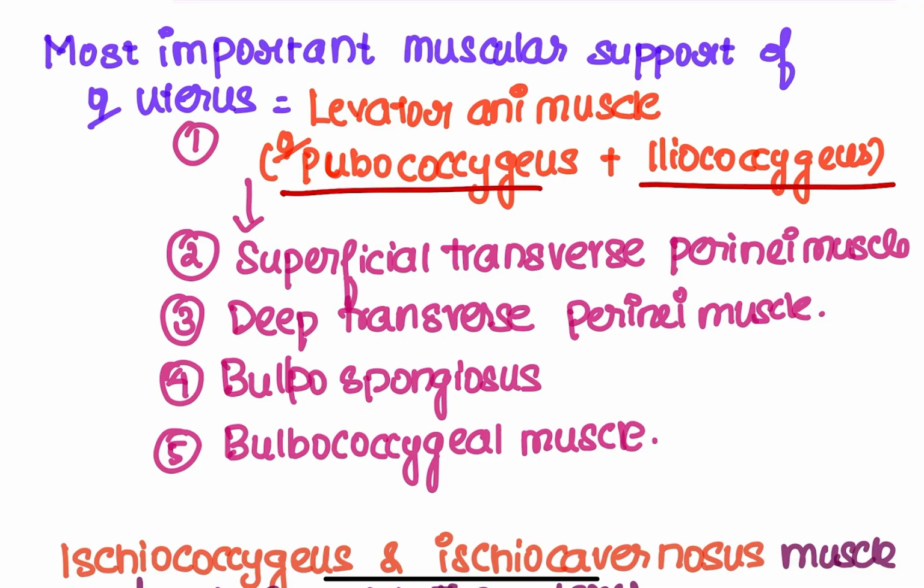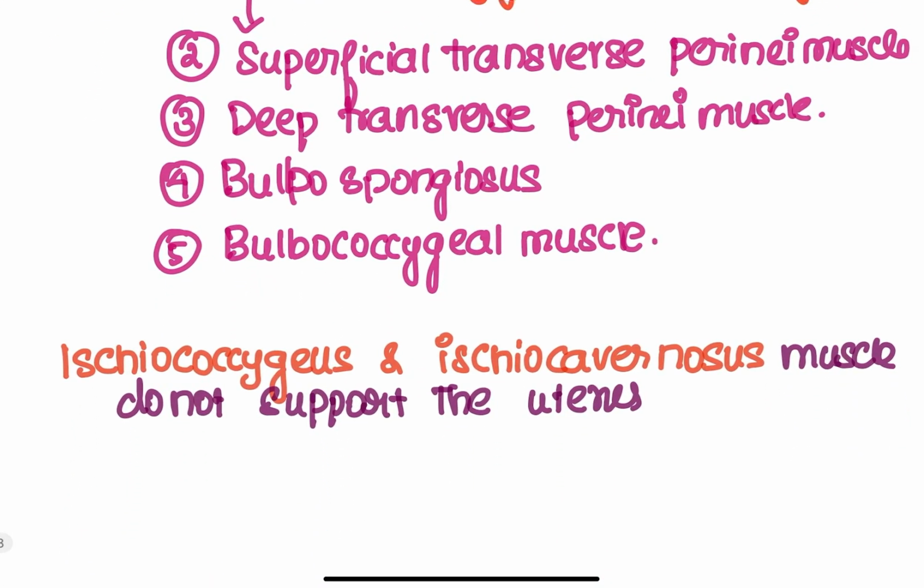Followed by, we have the superficial transverse perineal muscle, the deep transverse perineal muscle, the bulbospongiosus muscle, and the bulbococcygeus muscle. So the most important muscular support of the uterus is the levator ani muscle, which is the pubococcygeus and the iliococcygeus. Of these two, pubococcygeus is even more important than the iliococcygeus. Clear? Yes. Followed by superficial transverse perineal muscle, deep transverse perineal muscle, bulbospongiosus, and bulbococcygeal muscle. Is that clear? Yes.